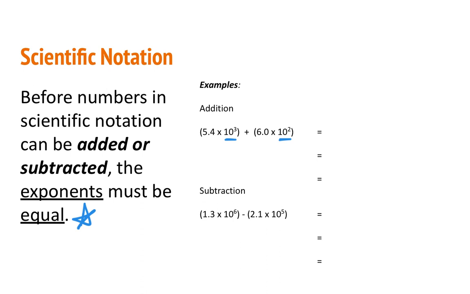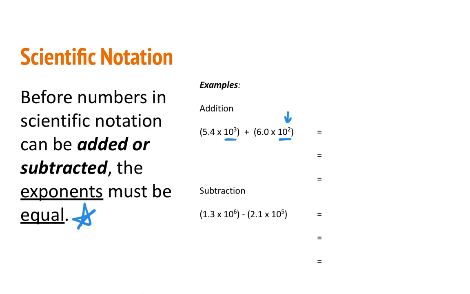same as the other. What's important to remember here is it does not matter which number that you choose. You can choose either number to match. It does not matter. You should still get the same answer regardless of which number that you choose. So I'm just going to choose the first number, and we want it to match the exponent here of 2. So I want to make this number smaller, so I'm going to move the decimal to the right.